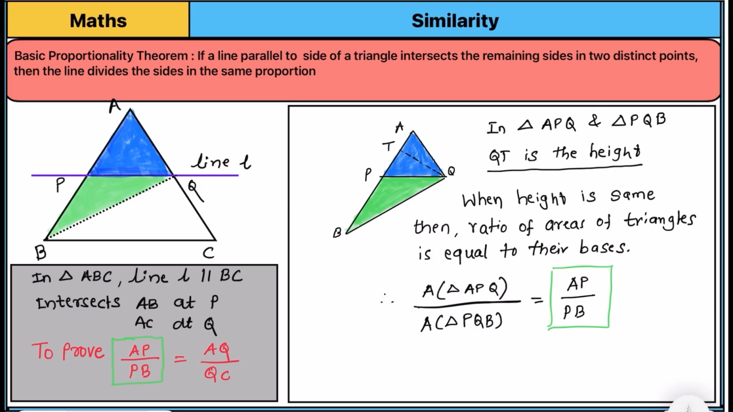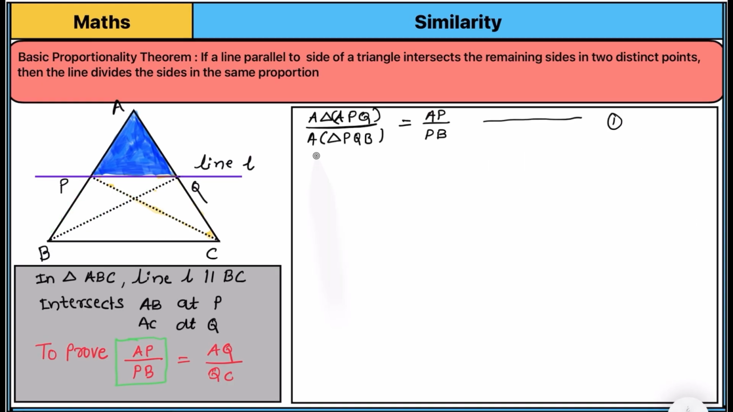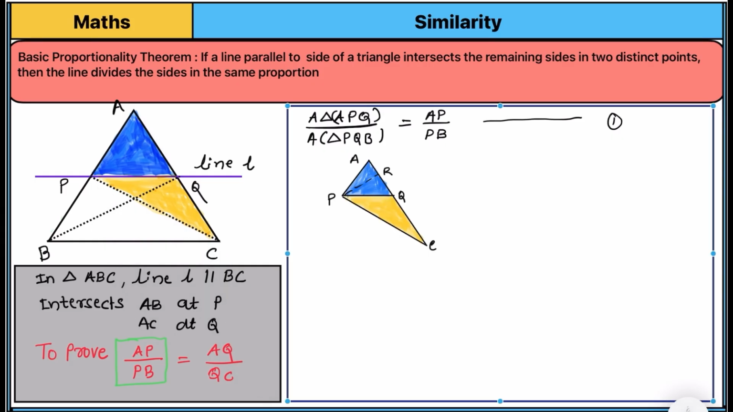Now if you pay attention, AP upon PB was our LHS. So we have got our LHS. I am keeping the derived LHS over here and calling it 1. And now I have connected point P to point C. What it has done is, it has created again two distinct triangles. Triangle APQ highlighted in blue, triangle PQC highlighted in yellow. And again, for ease of understanding, I have taken out these two triangles separately over here.